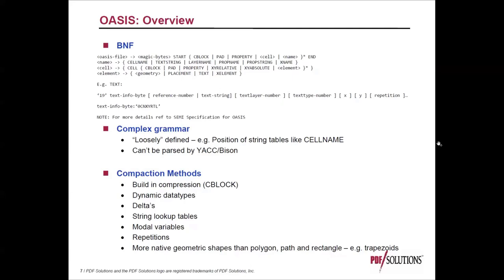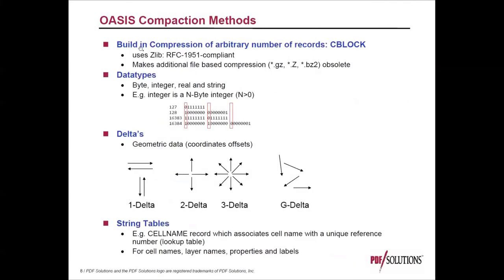They have dynamic data types, meaning there's not a 4-bit integer, there is an n-bit integer. They have so-called deltas, and I will give you more details about each of these, like these string lookup tables. They have something they call modal variables, repetitions, which is very powerful. And they have quite a lot more native geometric shapes other than polygons, paths, and rectangles, like trapezoids, C-trapezoids, and so forth.